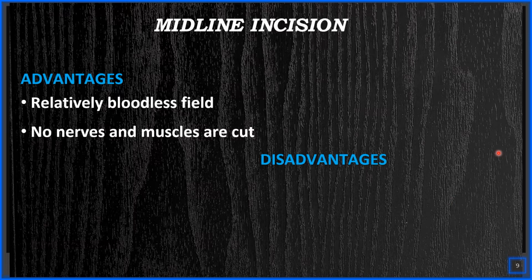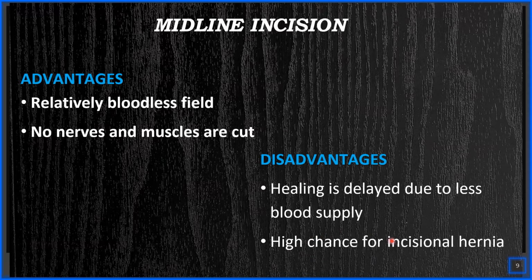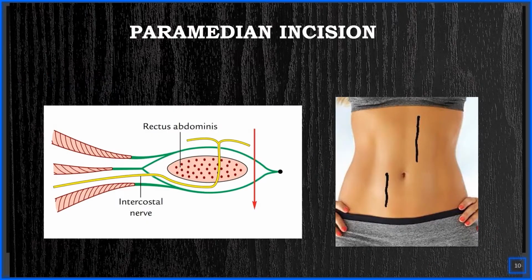But what is the disadvantage? Because the linea alba is avascular, the healing is delayed due to the reduced blood supply, and there is a high chance of incisional hernia when it comes to midline incision. So those are the disadvantages of midline incision. What is a paramedian incision? Paramedian means it will not be in the midline, it is not on the linea alba, it is slightly away from the linea alba. So these are examples of paramedian incision.